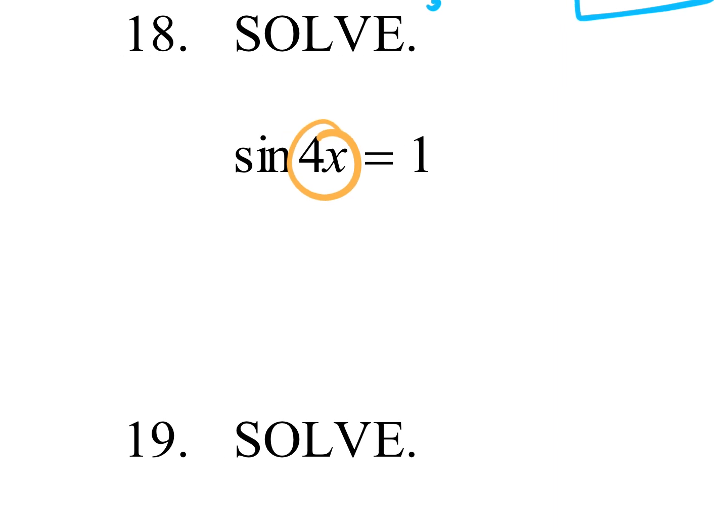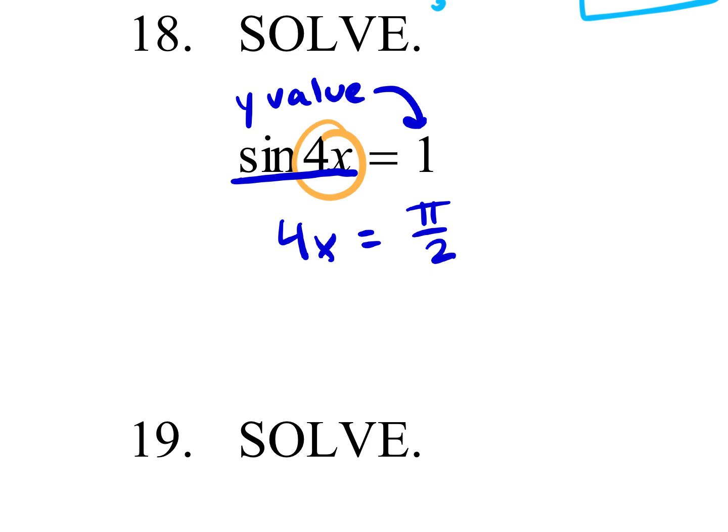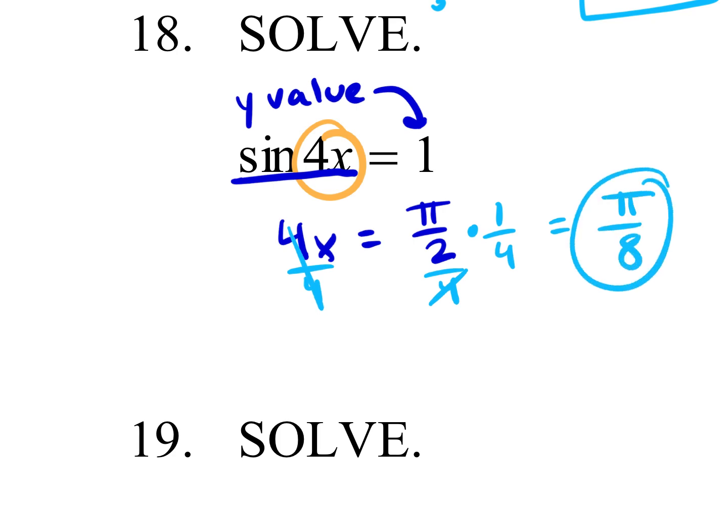For 18, again, doing the same thing. Our trig function's already by itself, so I need to figure out where sine is 1, where the y value, because sine tells us we have to look at the y value, so where our y value is 1 on our unit circle. So 4x is equal to our y value is 1 at pi over 2. And that is it. So I need to get that x all by itself. I would divide both sides by 4 or multiply by the reciprocal. So we would get pi over 8. And that would be our only answer here.